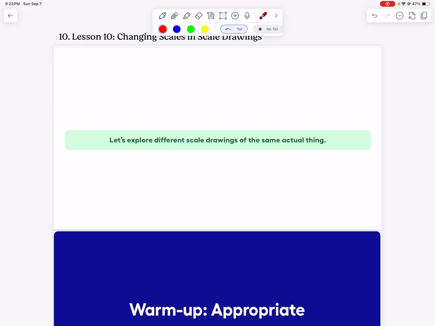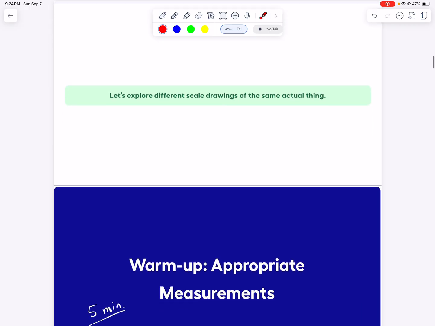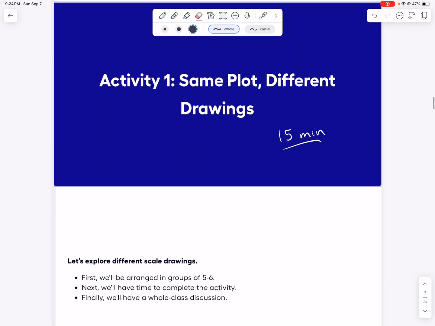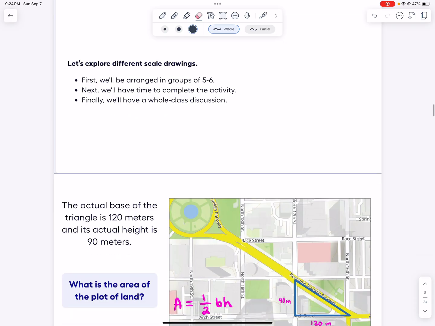So today, this is lesson 10. We're changing scales in scale drawings. We're going to be exploring different scale drawings of the same actual thing. So it's same plot, different drawings.